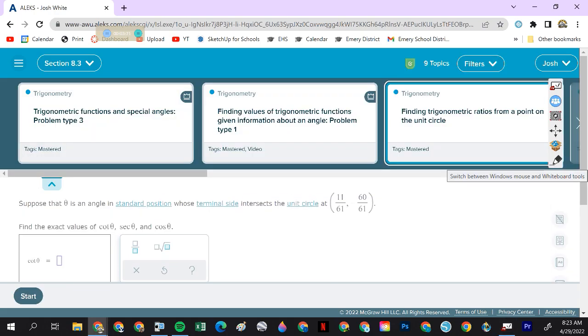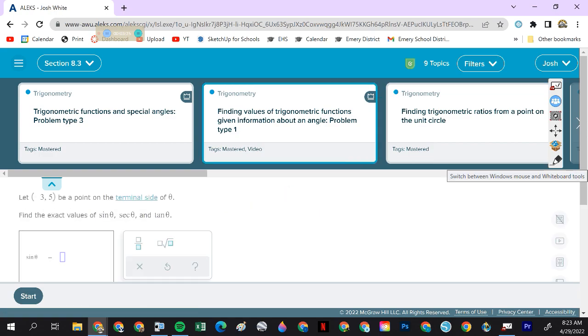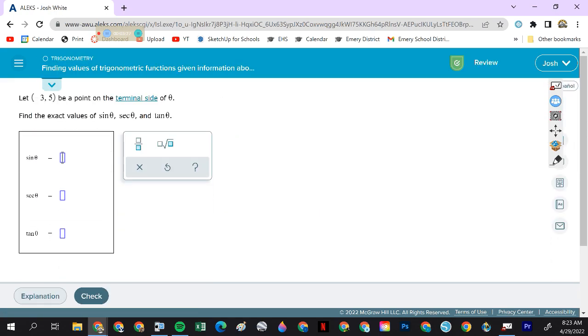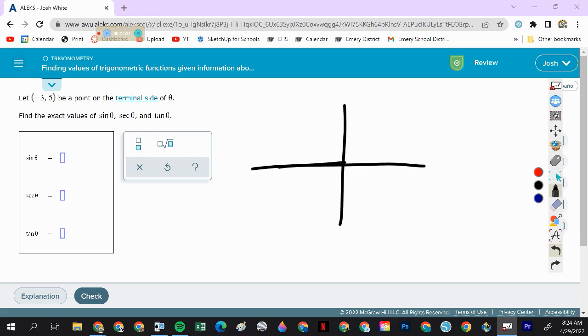but okay, this one is not a unit circle. Which quadrant are we in? Negative 3, 5. That would be quadrant 2. So in quadrant 2, the x is negative 3, and the y is 5.